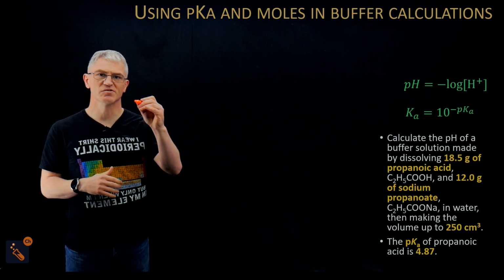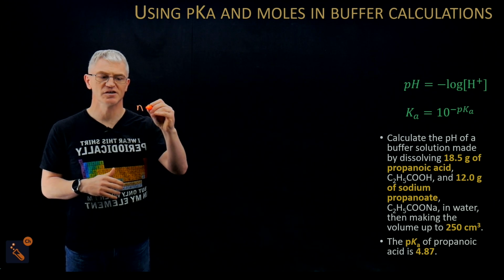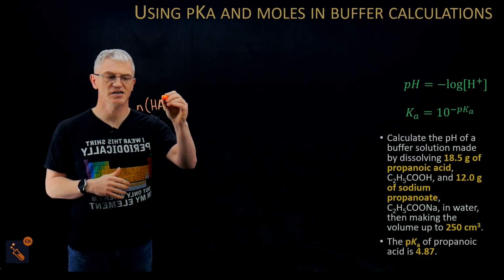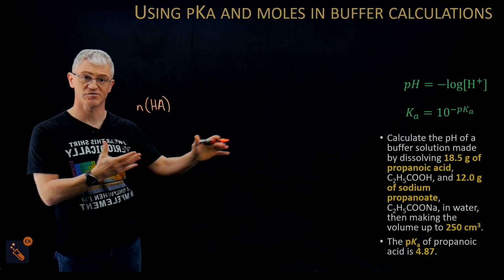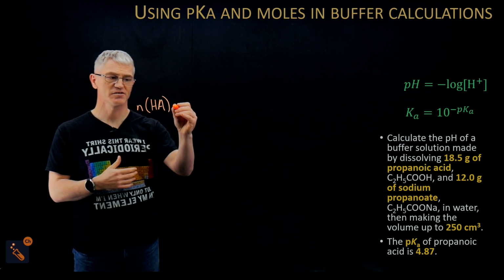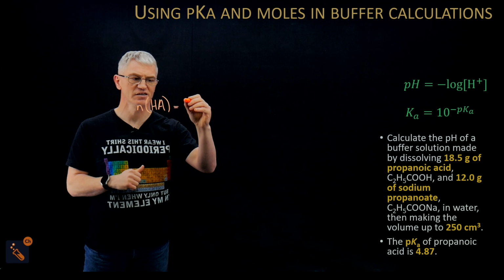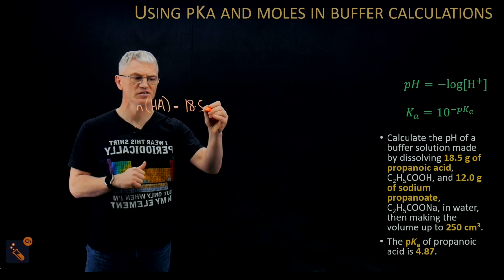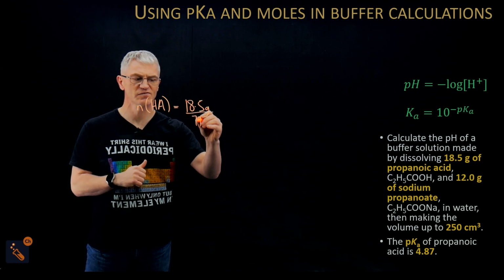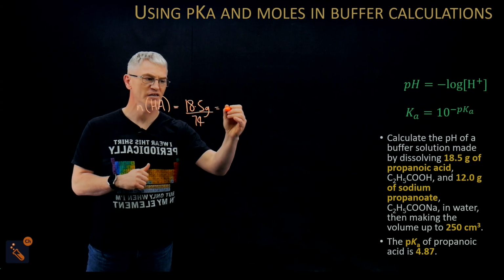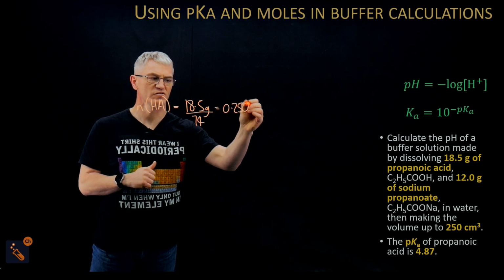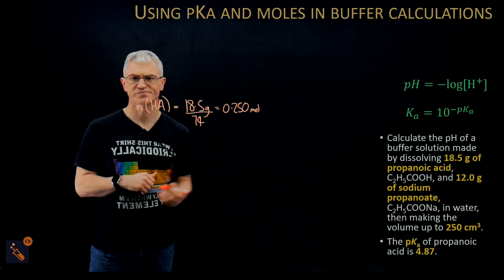So basically what we've got to do is work out the number of moles, and I'm going to shorten it to HA, the HA just meaning your acid. So your acid is propanoic acid. All we're going to do there is just say 18.5, because that's how many grams it's given us, divided by 74. And that is 0.25. And that's your number of moles.